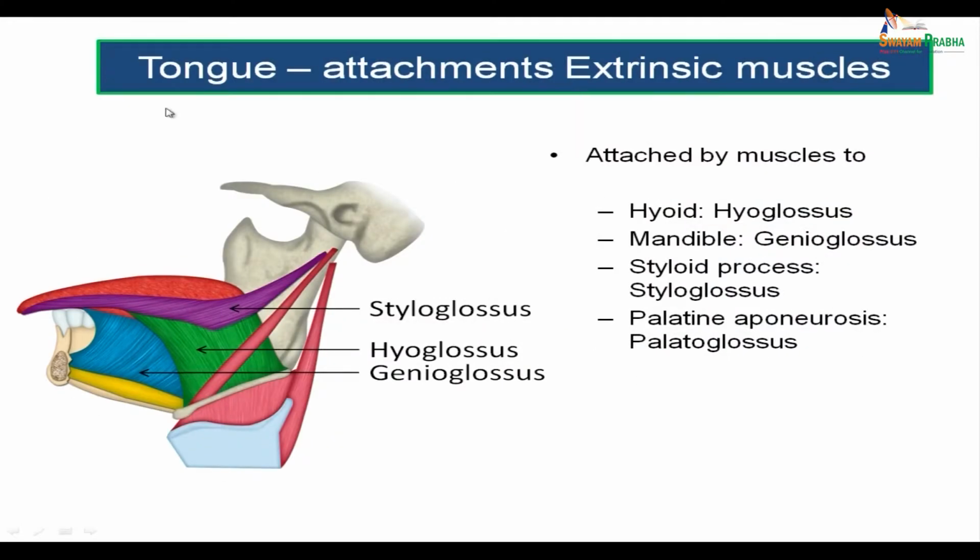In this picture, you see the attachments of the extrinsic muscles. The hyoglossus extends from the hyoid bone to the sides and posterior part of the tongue. The genioglossus extends from the genial tubercles on the posterior aspect of the front of the mandible and is inserted into the tongue, and the genioglossus forms the bulk of the musculature of the tongue. You have the styloglossus muscle extending from the styloid process into the sides of the tongue, and you have the palatoglossus, which extends from the palatine aponeurosis and is inserted into the sides of the posterior part of the tongue.